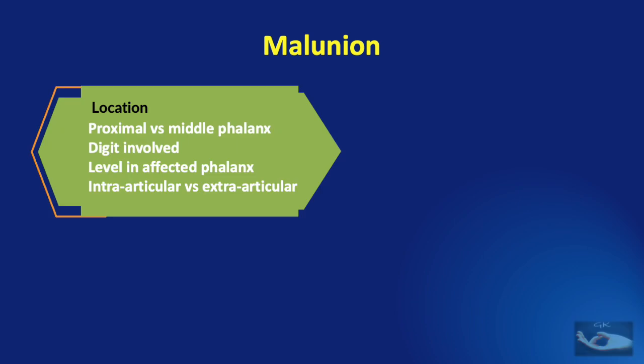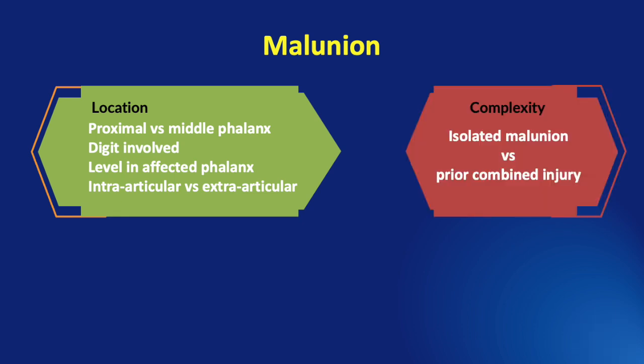Malunion is the commonest complication. It must be considered under the location, that is whether it is involving the proximal phalanx or middle phalanx, the digit that is involved, the level of malunion in the affected phalanx, and whether it is intra-articular or extra-articular. We also need to consider the complexity, that is whether it is an isolated malunion or whether it is combined with other injuries to the soft tissue or even joint stiffness.